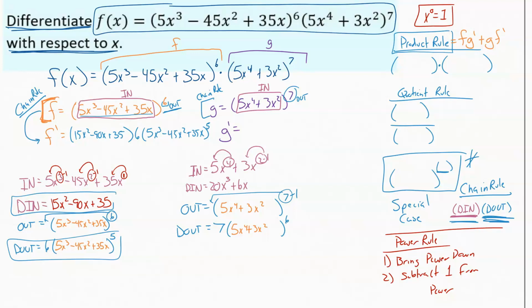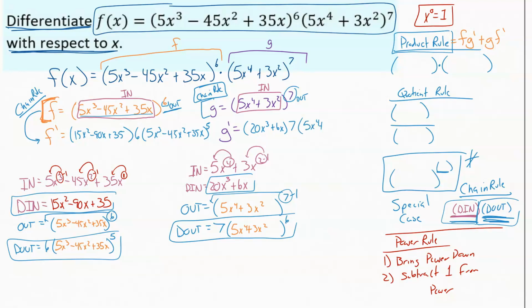So again, remind yourself what you were really doing. You were really doing all of this so that you could follow the chain rule to get the derivative of g, your g prime. So following our chain rule, we would get d in, so the derivative of the inside piece, 20x cubed plus 6x, times the derivative of the outside piece, times the d out. And so we would get out of there 7, and then 5x to the 4th plus 3x squared, all of that to the 6th.